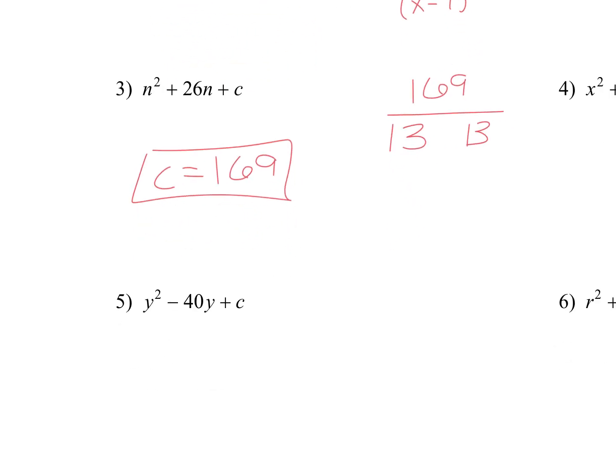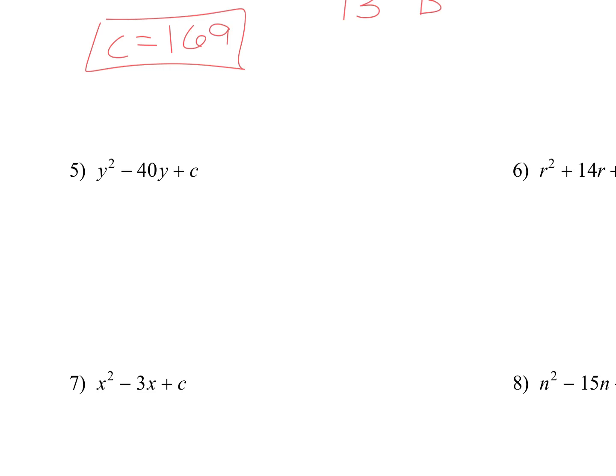Okay? So let's look at 5. Let's divide our b term in half. What's our b term? Negative 40, right? Divide that by 2, what do I get? Negative 20. What can I do with negative 20 to find our c term? Negative 20 times negative 20. What's another way I can write this? To the second power. Yep, negative 20 to the second power.